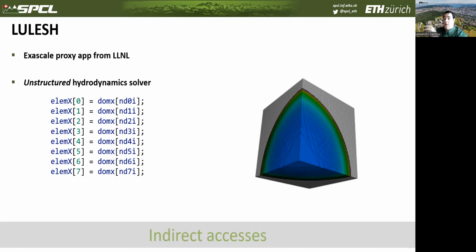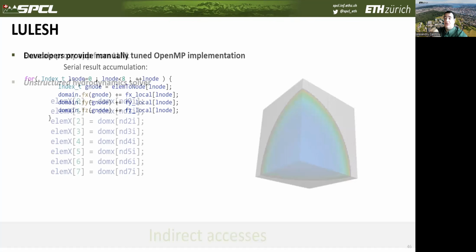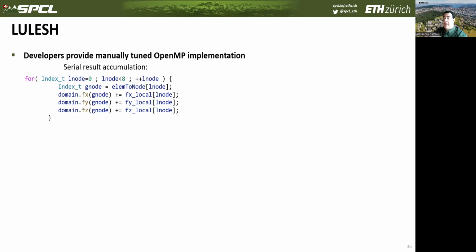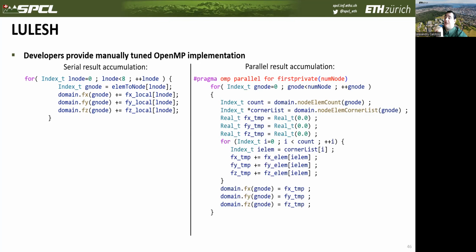There are multiple versions of the LULESH code, and the developers provide a manually tuned OpenMP implementation. However, as a base of our approach, we only use the serial version provided, not the parallel OpenMP implementation. So, for example, this is the serial result accumulation, and on the other side we see the parallel result accumulation.